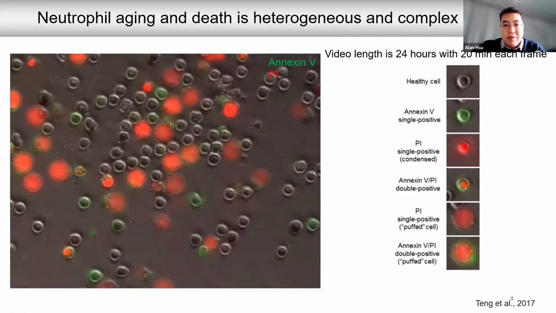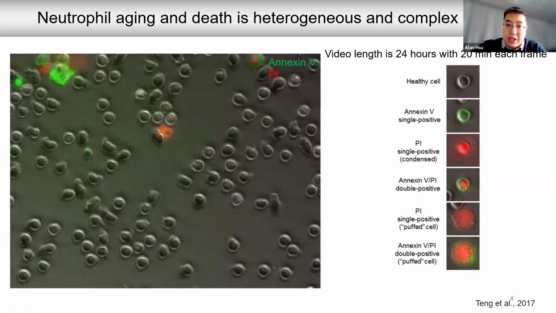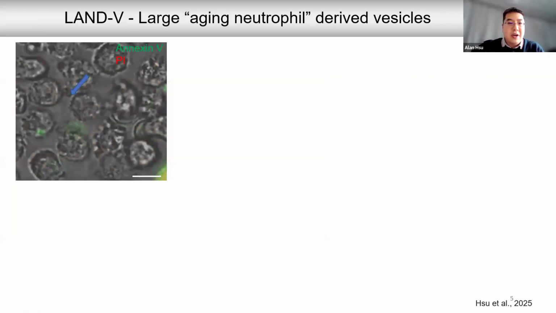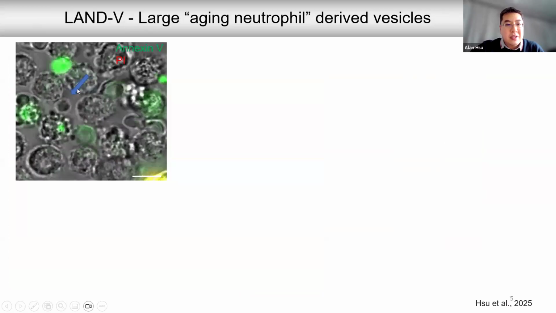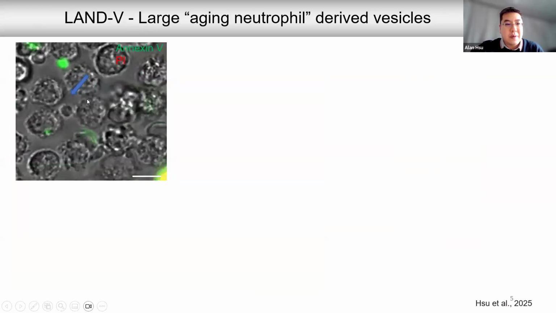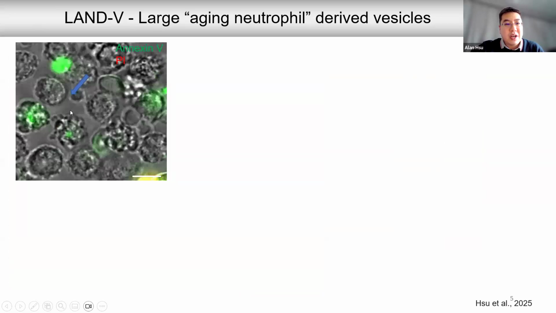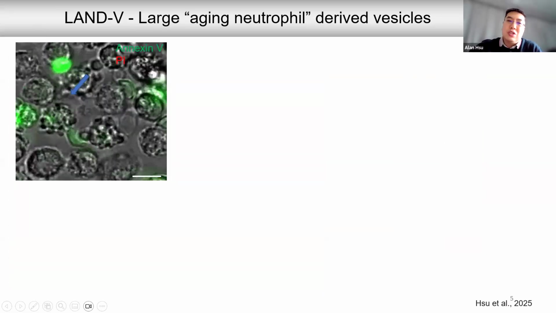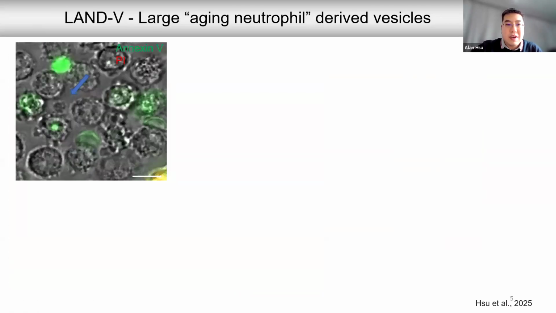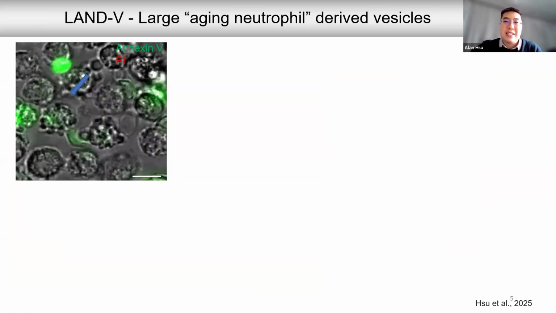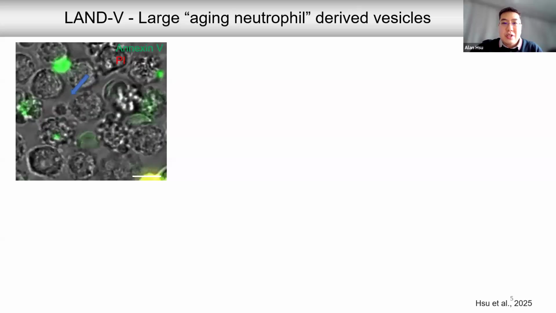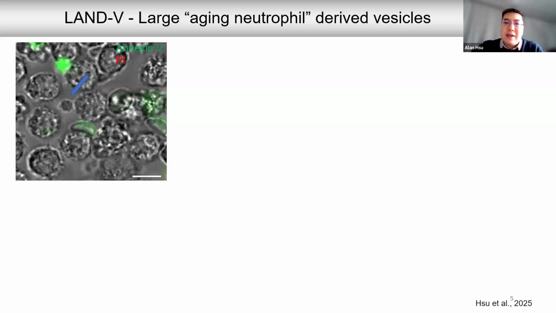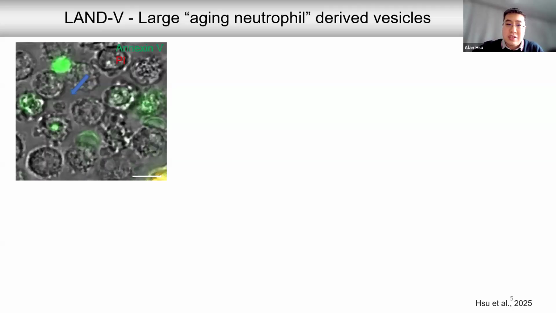It was actually during one of these video sessions that I discovered that as time goes by, these neutrophils form these really large vesicles that bud from them. And to make such a large vesicle would require significant amounts of energy and actin cytoskeleton rearrangement. So we set out to look at what these things are and do they actually function?